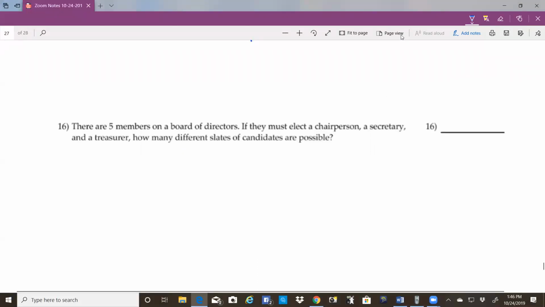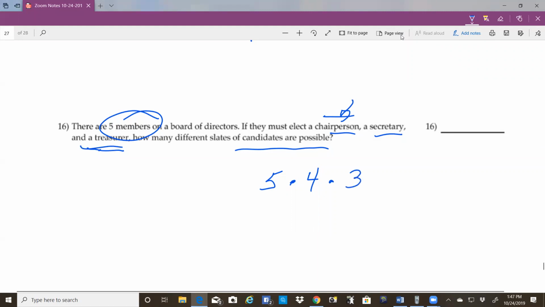There are 5 members on a board of directors. If they must elect a chairperson, a secretary, and a treasurer, how many different slates of candidates are possible? Well, you have 5 members on the board. When you select a chairperson, there are 5 possibilities. After you've selected the chairperson, there are 4 choices for a secretary. And after you've done that, there are 3 choices for treasurer. And that adds up to 60.